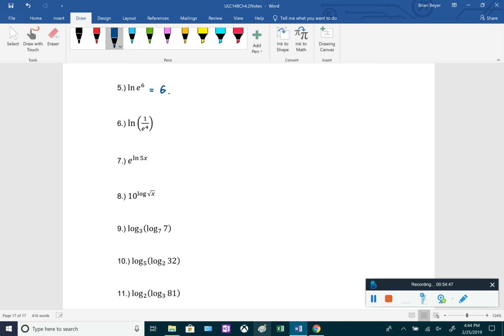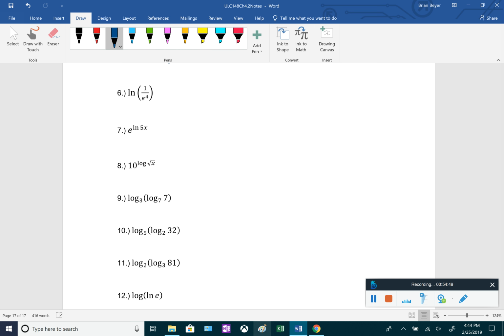Next one, ln of 1 over e to the fourth. So I see an e in here for the input, so I'm going to play with it a little bit. Instead of 1 over e to the fourth, we can write that as e to the negative fourth, right? Just based on exponent rules. The reason I did that is because now we can see that the ln is base e, so is the exponential in the input. They cancel, we're left with negative 4.